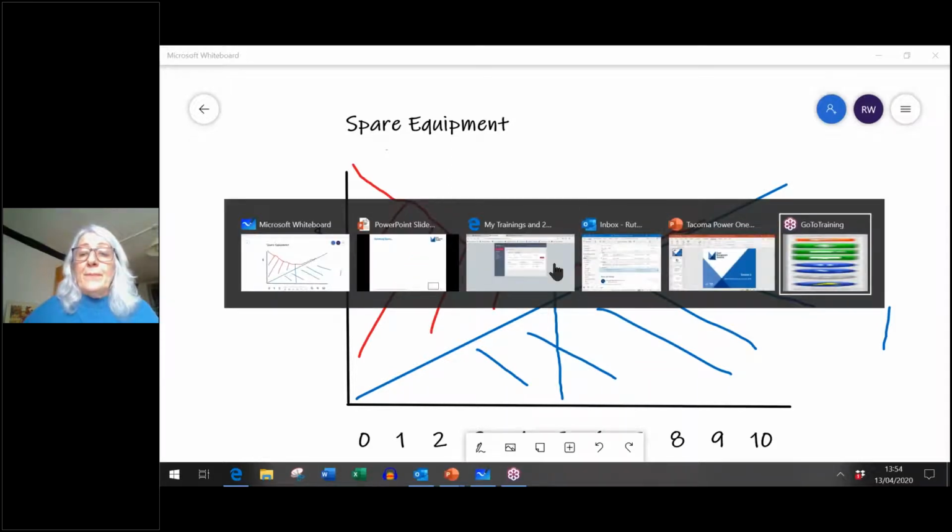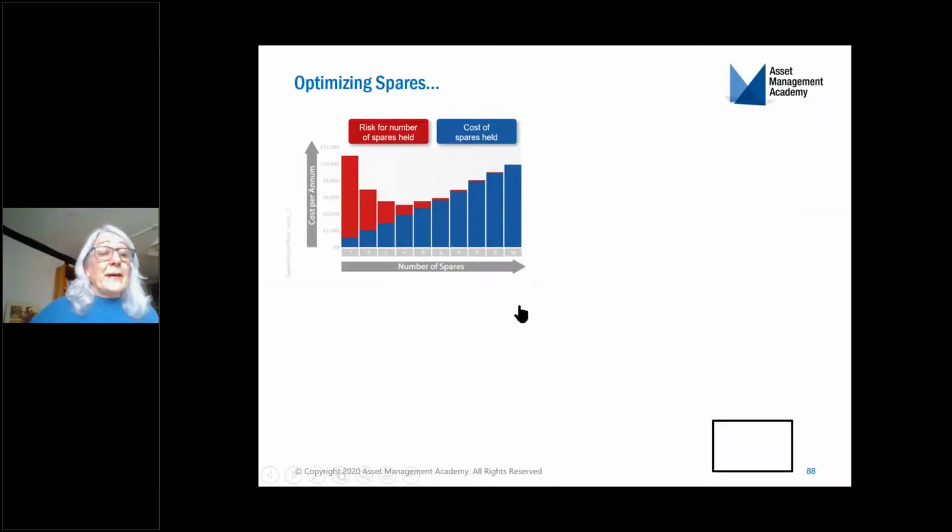So if we go back now to, let's have a slightly better drawn example where you'll see my blue is the cost to hold it, the red is the risk if I don't have the spare when I need it, and in this case the answer is 5. So we can use the same principle of cost risk optimization for optimizing spares. And you note that this is kind of an example of dynamic tension. Finance don't want spares, maintenance and operations do. We have to have a logical and data-driven, rational way to decide how many spares we should hold.